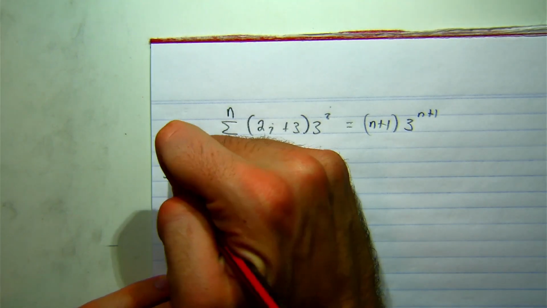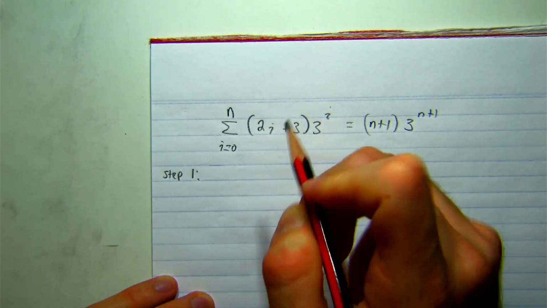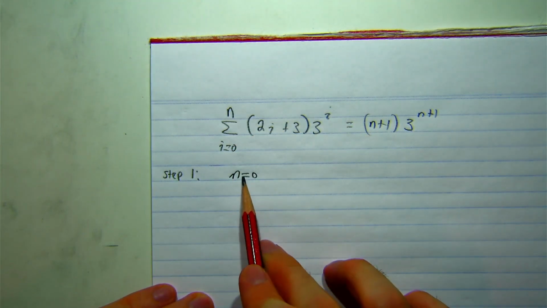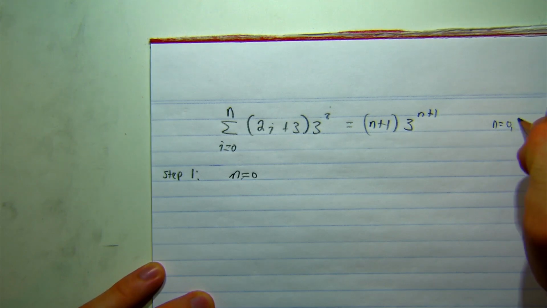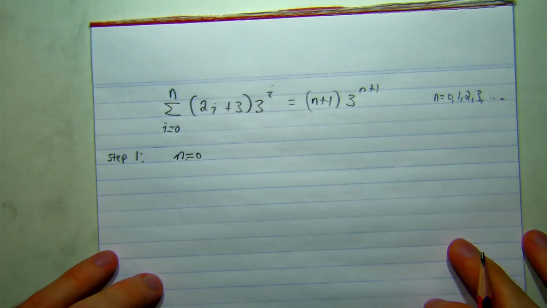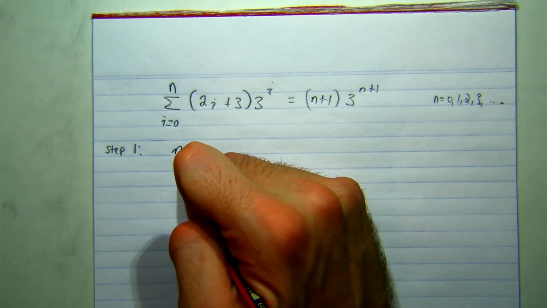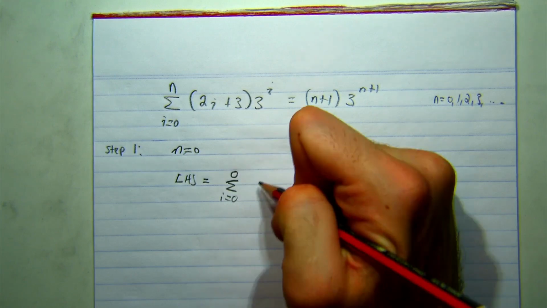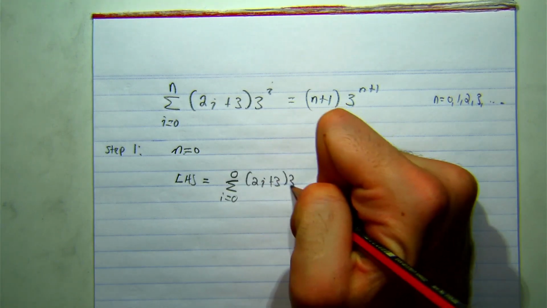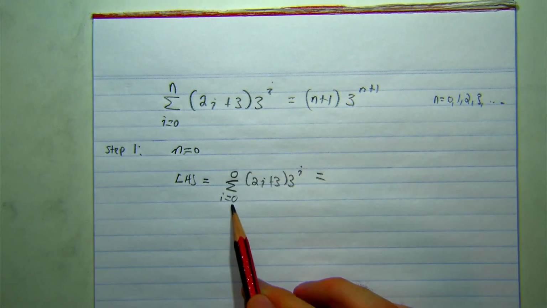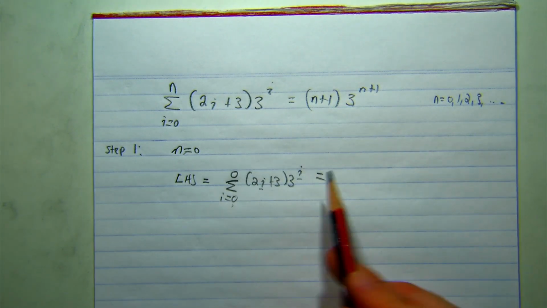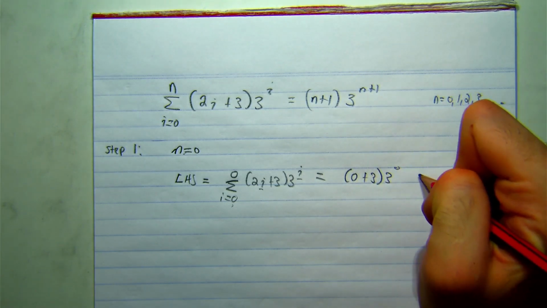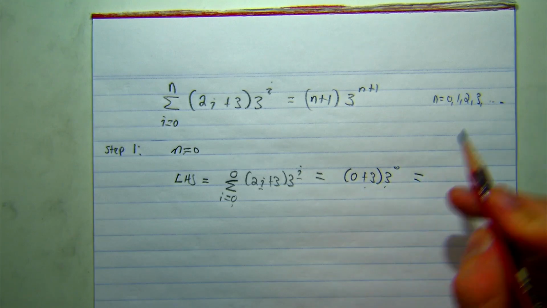Okay, so step 1, verify the base case, which would be P of 0. And in this case, it makes sense to just write n is equal to 0. Okay, so left-hand side is equal to 0. Essentially, we plug in only 0 as i, and that's it. So that's 0 plus 3 to the power 0, which is 3 times 1, which is 3.